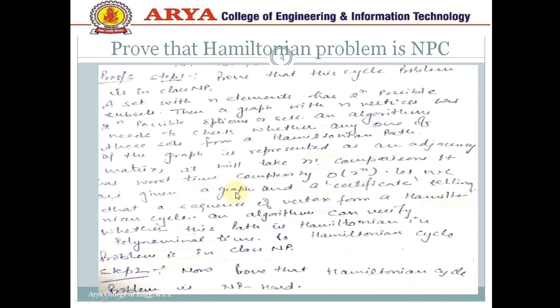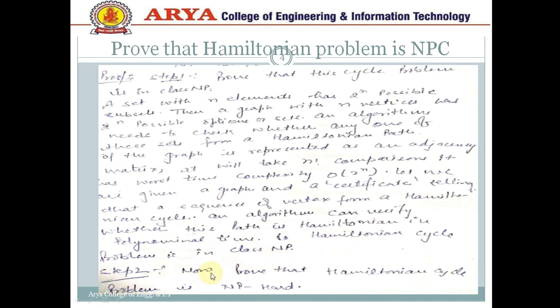Now we are given a graph and a certificate telling us the sequence of vertices that forms a Hamiltonian cycle. That means we are given which vertex is followed by the second vertex, and so on. We have been given the certificate that can form a cycle. Then we can easily choose those vertices and form the path in polynomial time. So we can say that the Hamiltonian cycle problem is in the class NP.